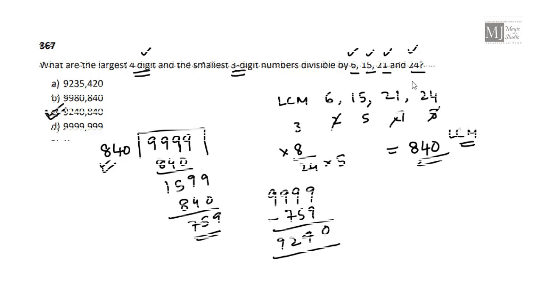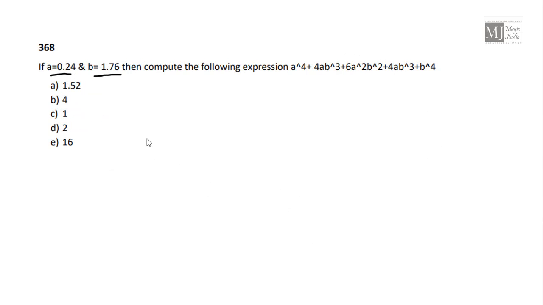Option C fits in. If A equals 0.24 and B equals 1.76, then compute the following expression. A to the power 4 plus 4ab cube plus 6a square b square plus 4ab cube.